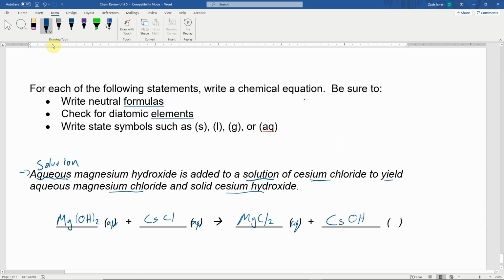And solid cesium hydroxide. By the way, this isn't a very good problem because cesium hydroxide would not really be a solid. But we'll take their word for it and we'll use it as it is. And that's it. That's how we do those last type of problems. So there's our review.